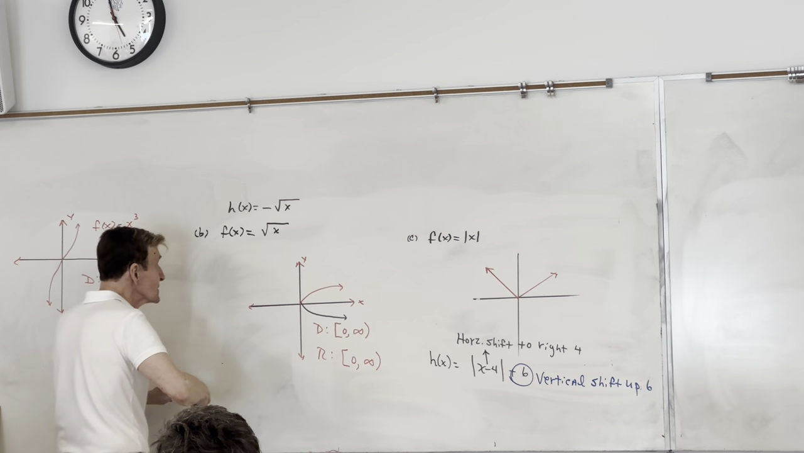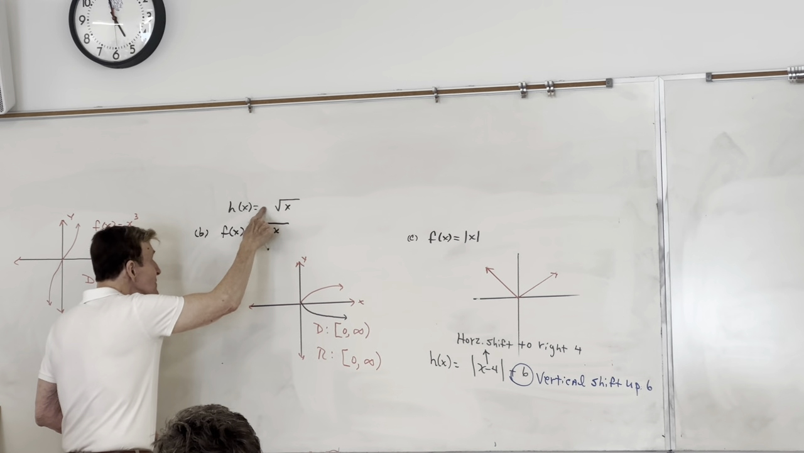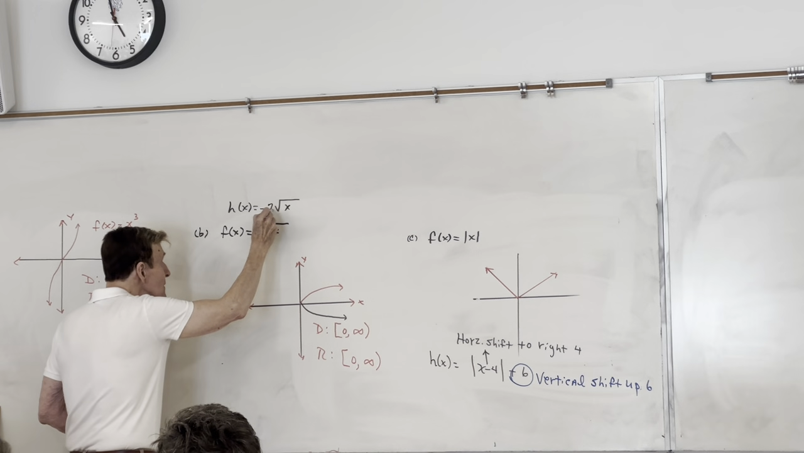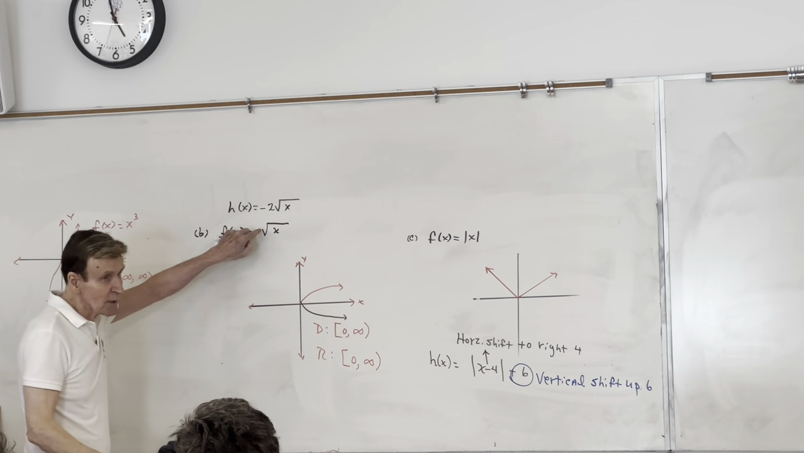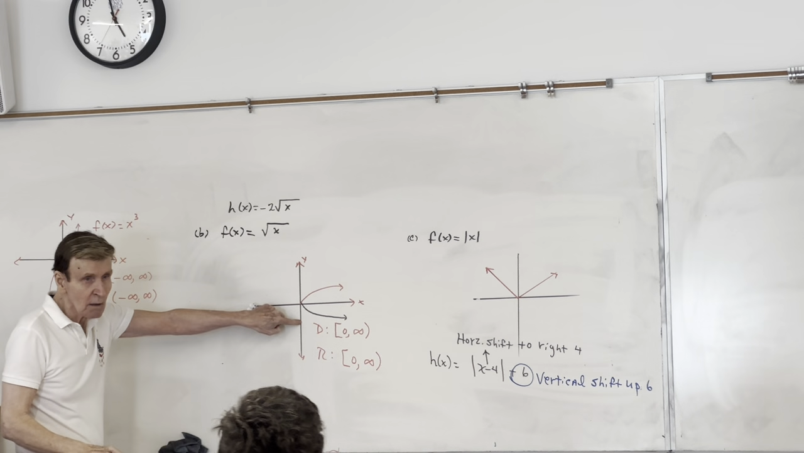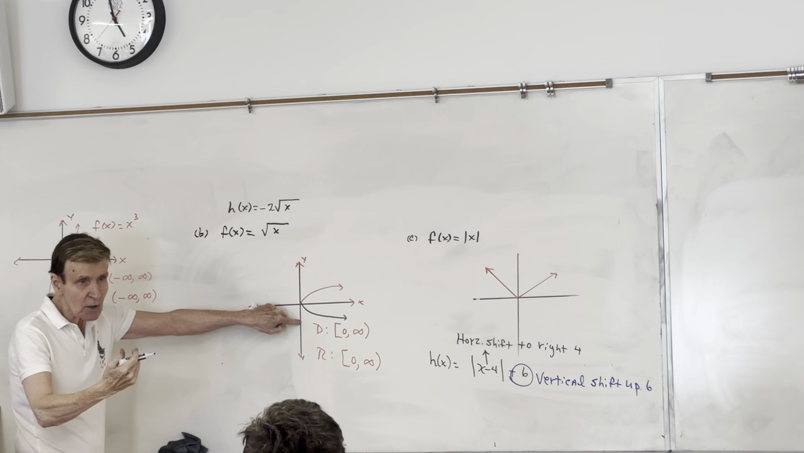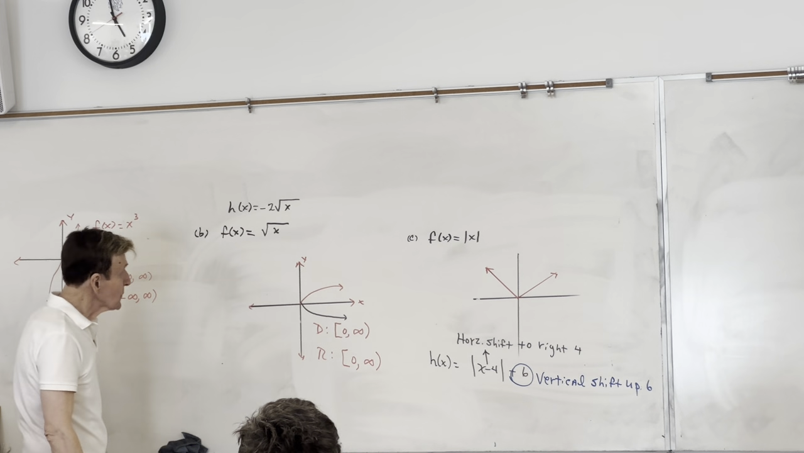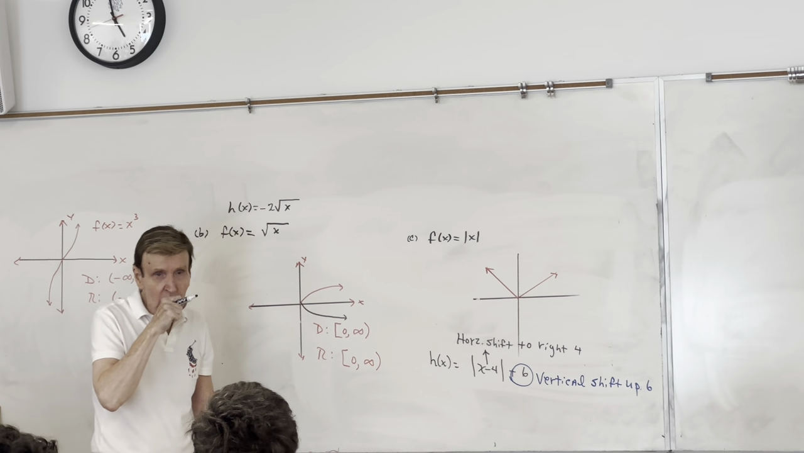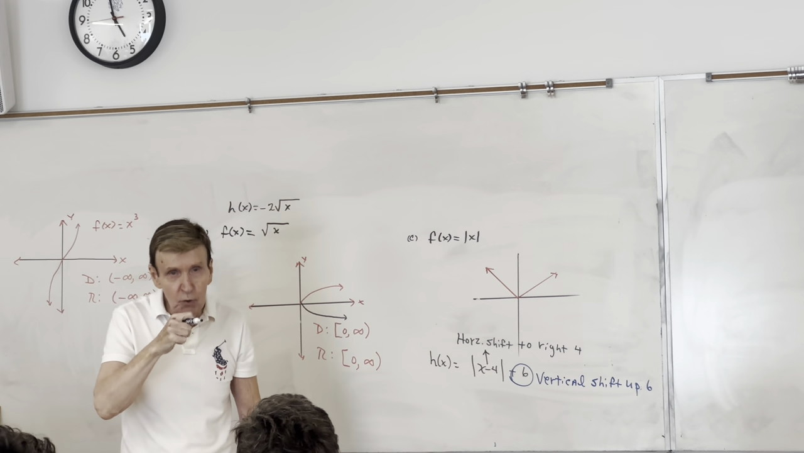Suppose I even did this, just out of curiosity. Jonathan's already told me what the negative sign does. It just flips it, reflects it across the x-axis. What do you think if I threw a 2 in there also? Any idea what the 2 does?